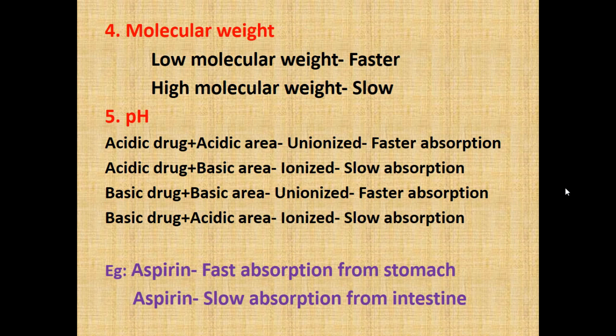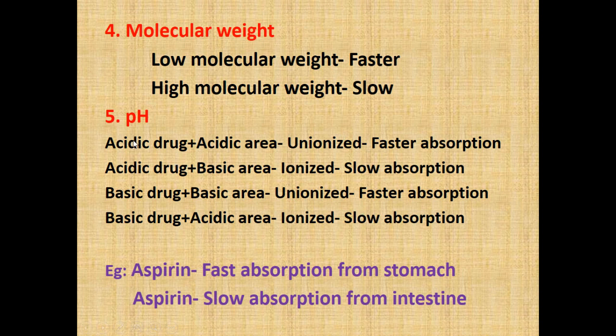Then pH is a very important thing in the absorption, because depending upon the environment, that means the pH around the place where the drug molecule is present, that will decide whether the drug should absorb or not. These four things you should remember very well. Simply, a drug molecule will absorb when it is in the unionized state. Whenever you administer any drug, if it is in the unionized state, it will absorb. But ionization will depend upon the drug pH as well as the surrounding pH.